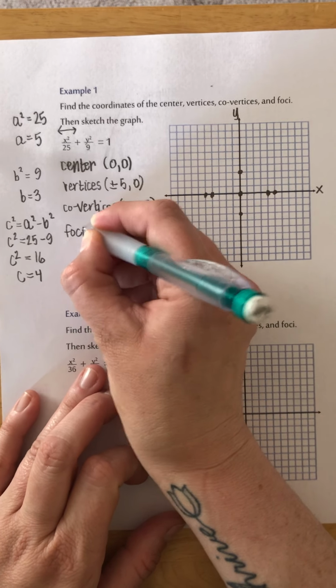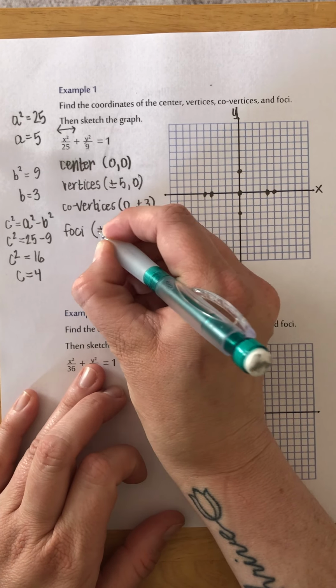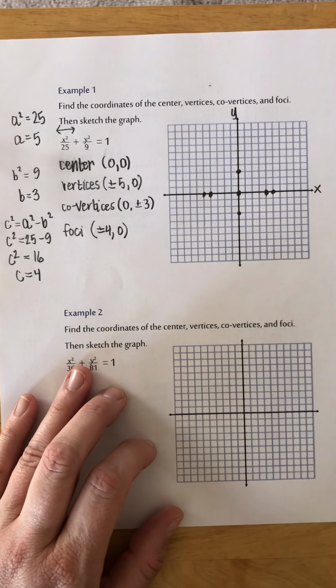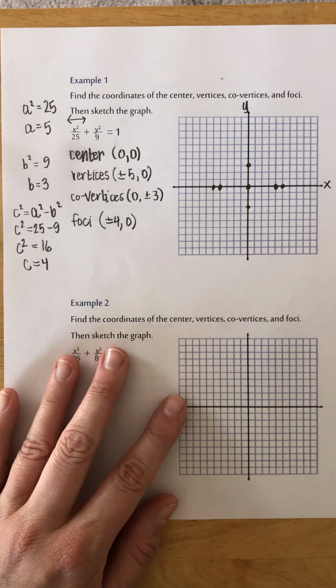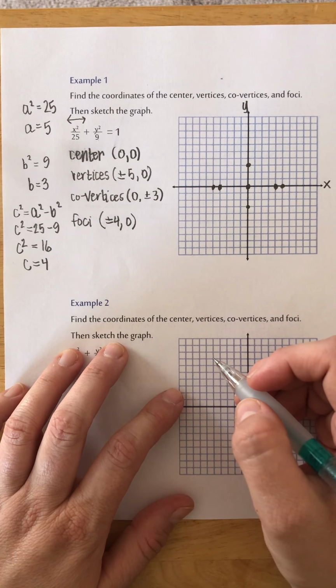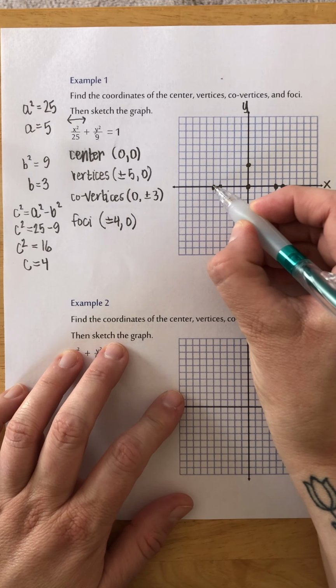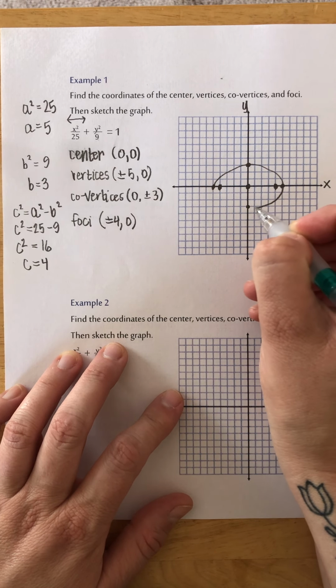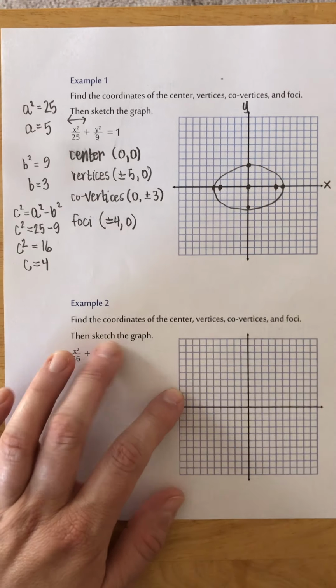So for the foci, I'm going to write plus or minus 4, comma, 0. So we have everything we need to graph this ellipse. The only thing that I need to do now is go back and connect the vertices and the co-vertices together. Remember that your ellipse is going to open around your foci, so they're going to be inside of the ellipse.